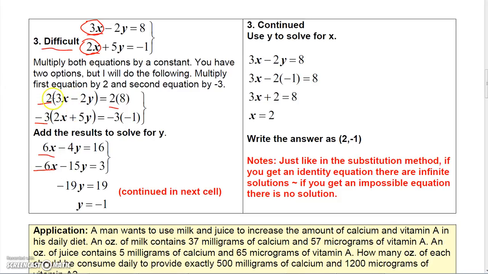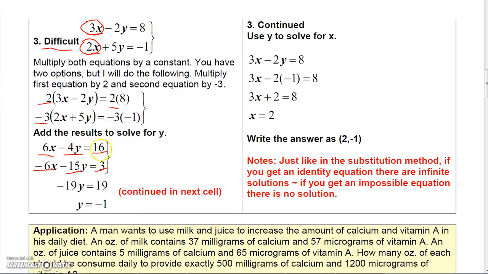Now don't forget, I have to multiply everything in the first equation by 2, so that's going to make that a negative 4y, and 2 times 8 is 16. And likewise, I have to multiply everything in the second equation by negative 3, so it's going to be negative 15y, and negative 3 times negative 1 is going to be plus 3.